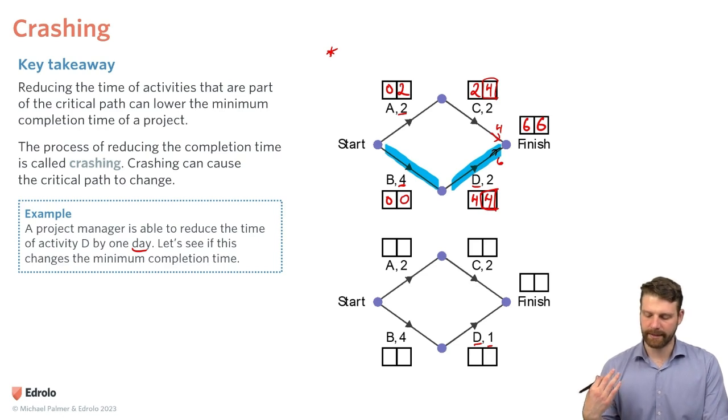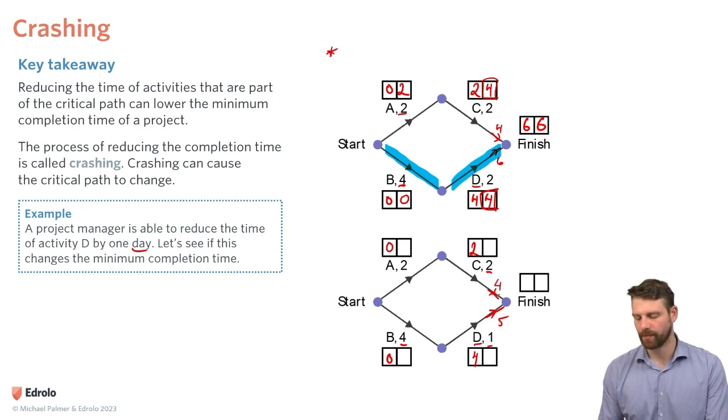So now D is going to be reduced by 1 minute, and we're going to see if that changes the critical path or if it changes the minimum completion time. So I've got to do all this again for the bottom network. Okay, let's do it again. Earliest start time for A and B is 0. A takes 2 minutes, so C can start at 2 days, and B can start at the 4th day. So then D takes 1 minute, so coming in from this way, it's going to take 5 days. And C takes 2 days, so coming in from this way is going to take 4 days. So our earliest start time is 5 days for the finish.